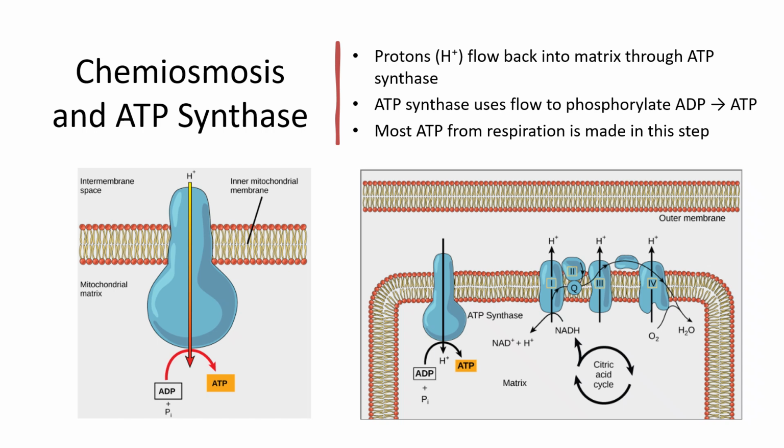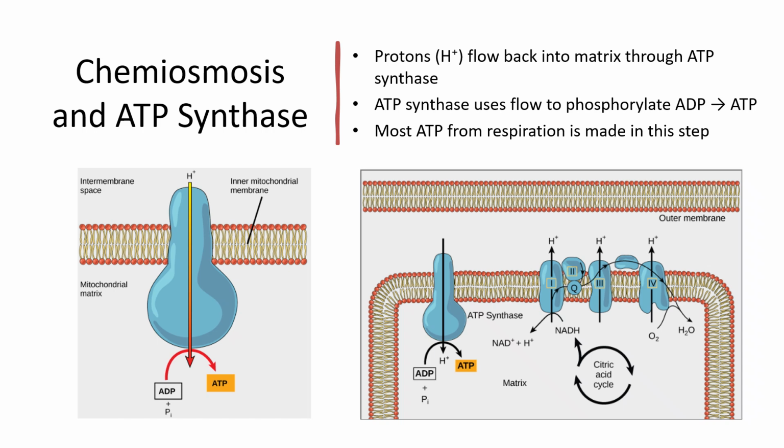This proton gradient drives chemiosmosis. Protons flow back into the mitochondrial matrix through ATP synthase, a molecular turbine that uses the flow of protons to generate ATP from ADP and inorganic phosphate. This process of ATP generation using the electron transport chain and chemiosmosis is called oxidative phosphorylation.